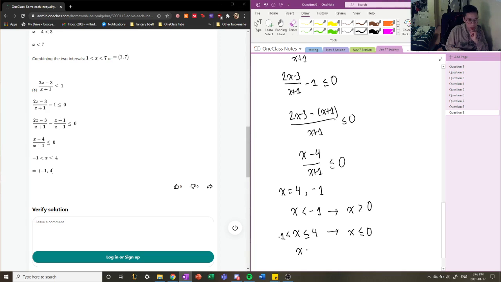Finally, we want to test the last one, which is x greater than 4. And if x is greater than 4, we have a positive number on the numerator and a positive number on the denominator. So the expression is greater than 0. So therefore, x belongs to (negative 1, 4].